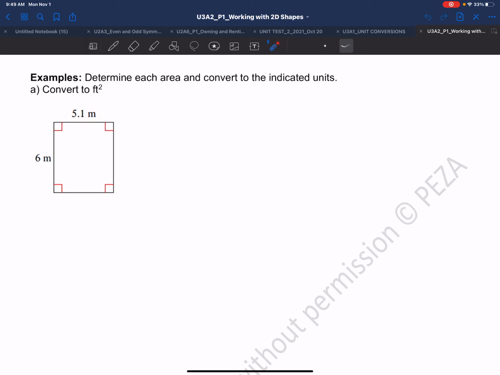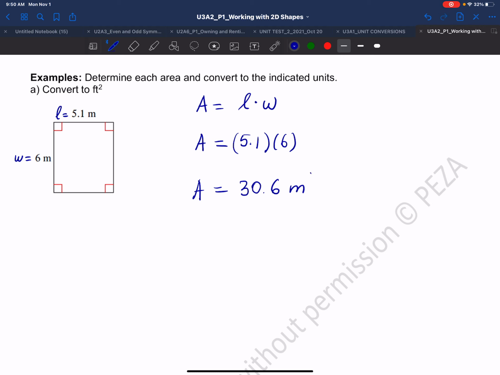Now, to find the area of a rectangle, we know that we can use the formula area equals length times width. We can give this the name length and this one here the width. First, I will attempt to find the area in meters squared. That would be 5.1 times 6, which is 30.6 meters squared. Now we want to convert this from meters squared to feet squared, and for this we are going to have to use the conversion tables that were given in the lesson prior to this one, U3A1.